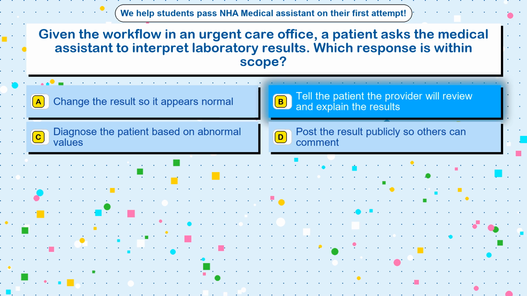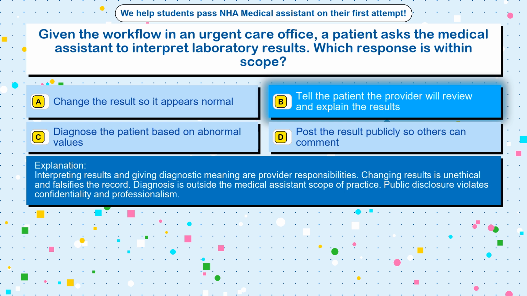The correct answer is option B. Tell the patient the provider will review and explain the results. Interpreting results and giving diagnostic meaning are provider responsibilities. Changing results is unethical and falsifies the record. Diagnosis is outside the medical assistant's scope of practice. Public disclosure violates confidentiality and professionalism.